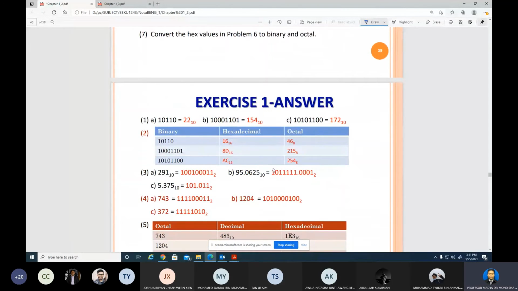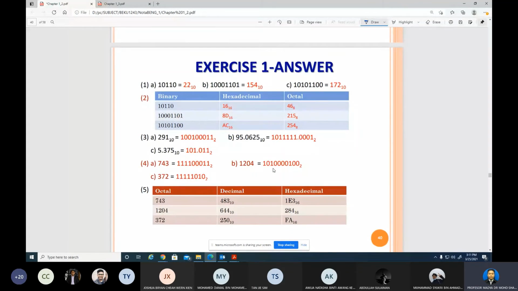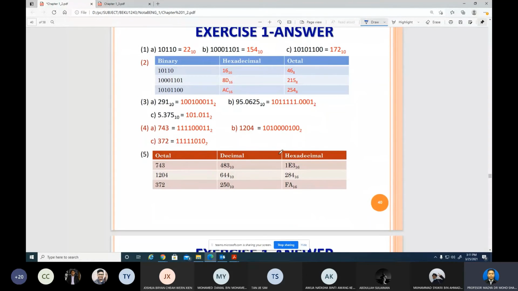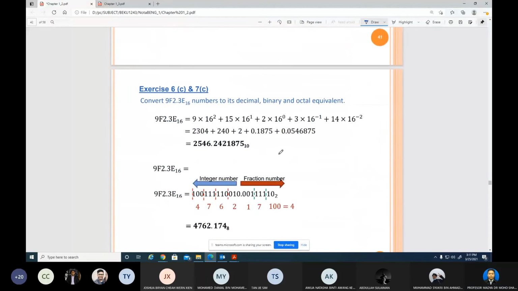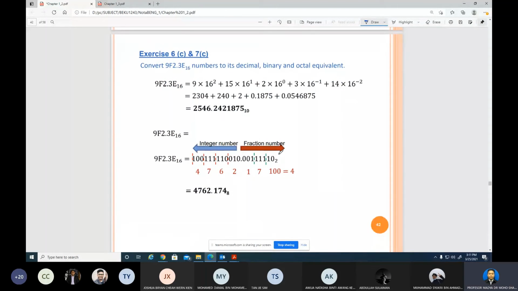The answers are already given, but make sure you double check, because maybe we have some mistake, maybe a typo. That's why you have to double check whether the answer is correct or not. The answer is already given in the slide. You can try and then double check whether the answer is correct. If not, maybe you can ask me.